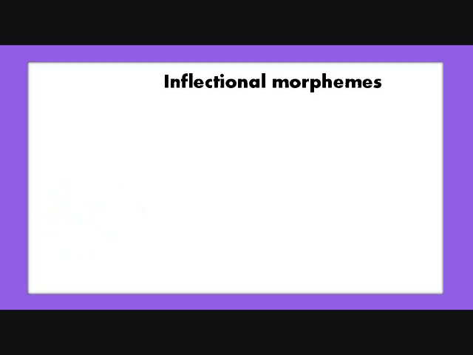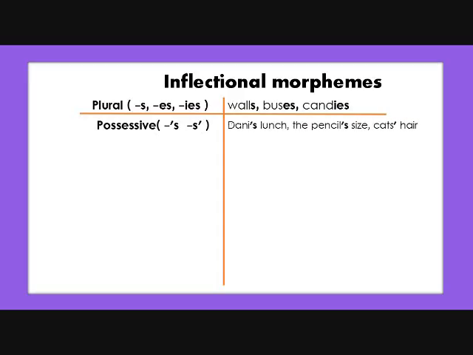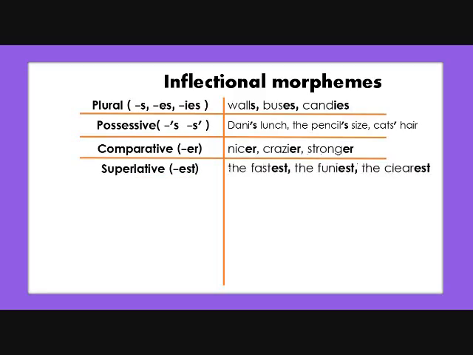Inflectional morphemes are only 8, and they are the plural, the ones that end in S, ES, or IES, for example, walls, buses, and candies. We also have the possessive, apostrophe S, or just apostrophe for the words that are already in plural. For example, Danny's lunch, the pencils' size, and cat's hair. The comparative ER, for example, nicer, crazier, and stronger. The superlative EST, for example, the fastest, the funniest, and the clearest.